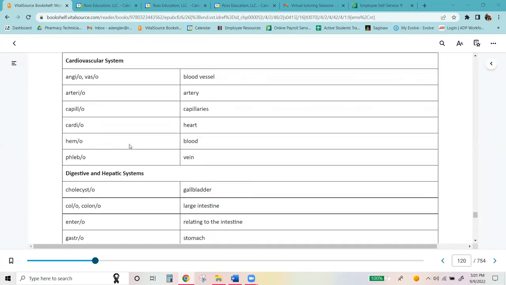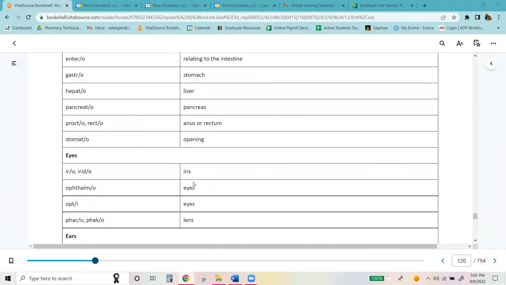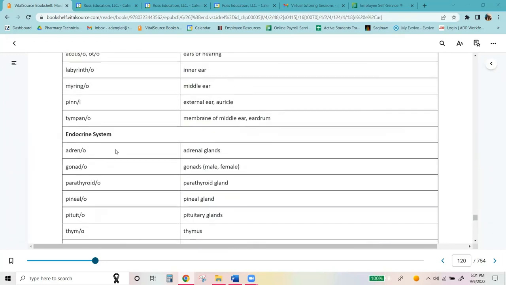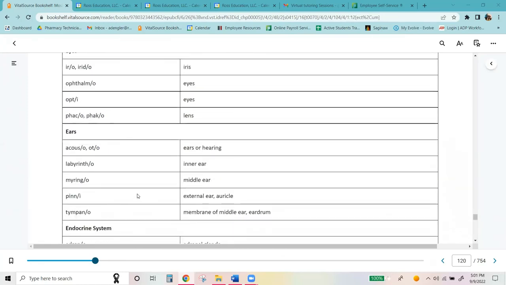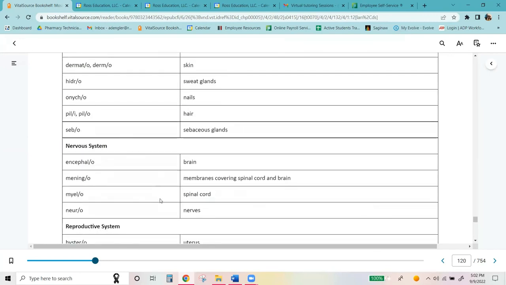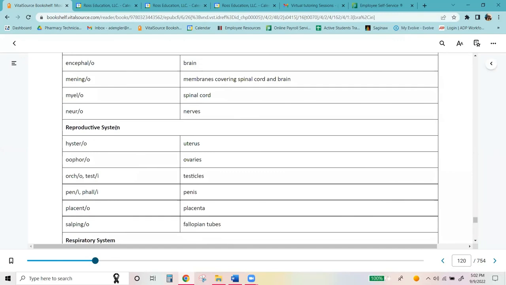Trying to find some other ones that I could easily talk about. And then for eyes, we have these. For ears, we have these. And then the endocrine system, and we have the integumentary skin system, the nervous system, the reproductive system. For instance, we talked about the vasectomy. Well, a hysterectomy, if we combine that ending, is removal of the uterus.